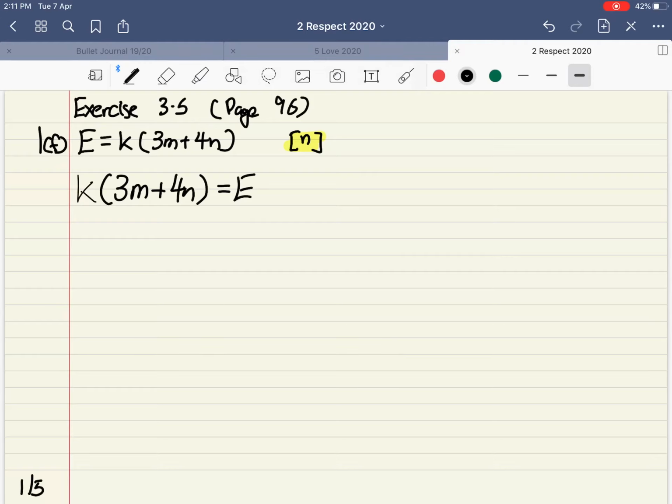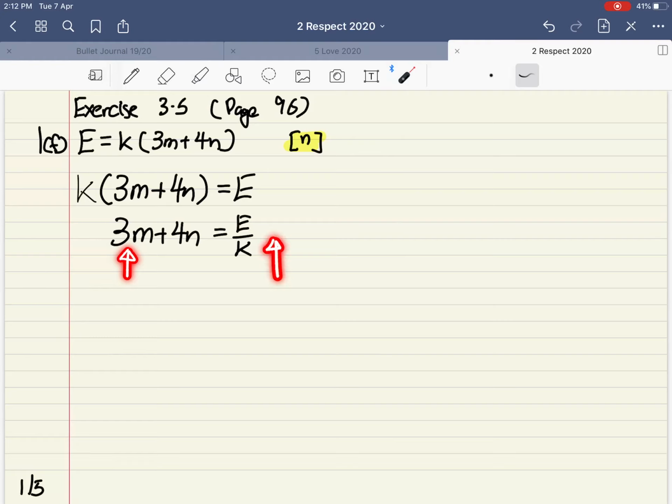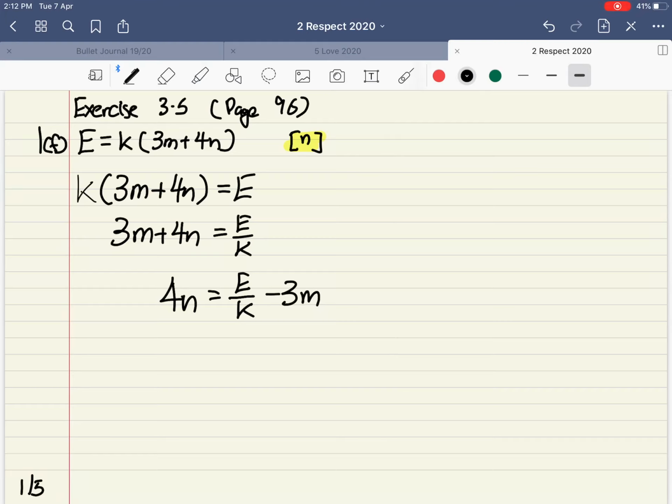When I divide both sides of the equation by k, what I get is 3m plus 4n equals e over k. Now, on the left hand side, what I have is 3m plus 4n. I want n to be the subject of the formula. Hence, I need to minus 3m on the left hand side and minus 3m on the right hand side to balance the equation. So what I get is 4n equals e over k minus 3m.